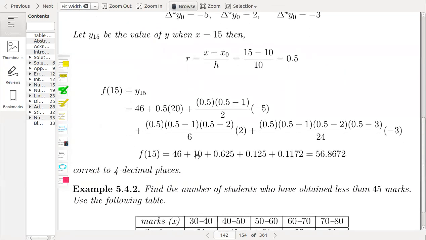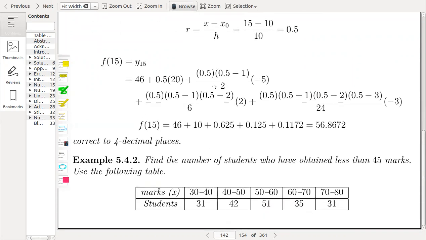And when we simplify it, we will finally have the value of f(15) equal to 56.8672. So that is the outcome by using this Newton's forward difference interpolating polynomial.